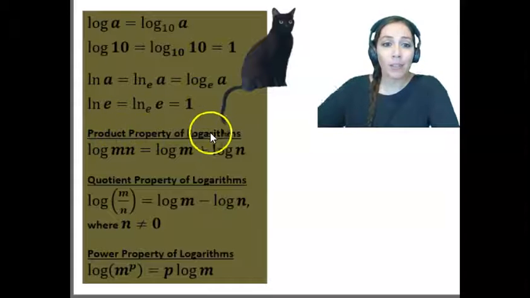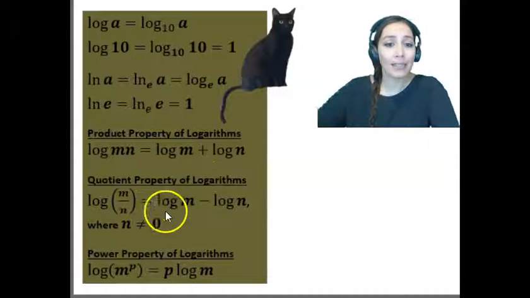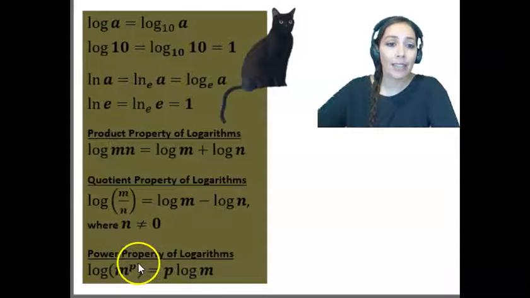Now the product property of logs is when you have log of m times n, you can go ahead and expand that out into log of m plus log of n. The quotient property of logs is when you have log of m divided by n, you can expand that out to log of m minus log of n, where n cannot equal 0. And the power property of logs is when you have log of m to the p power, you can actually pull that exponent p out in front to p log of m.